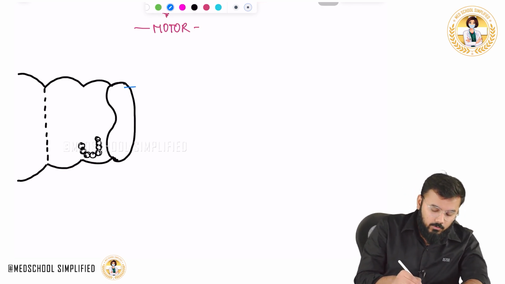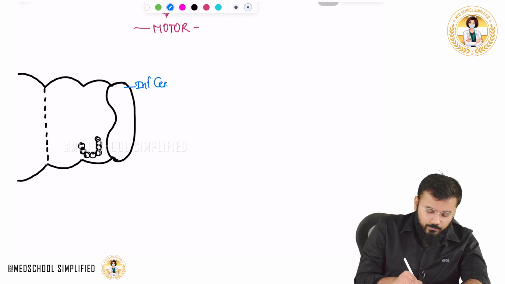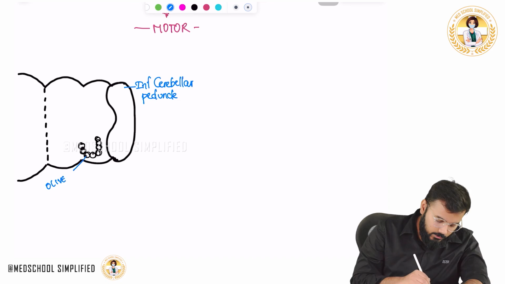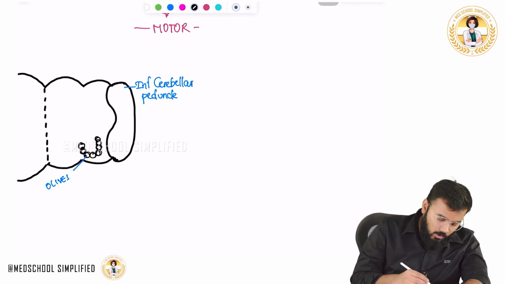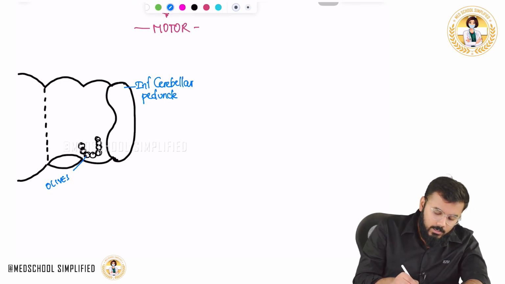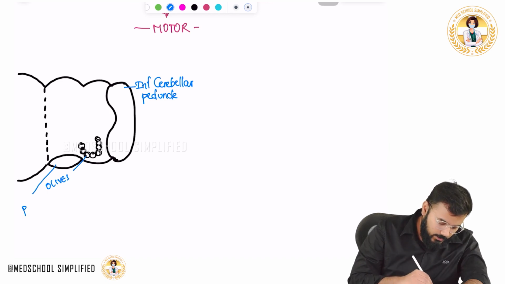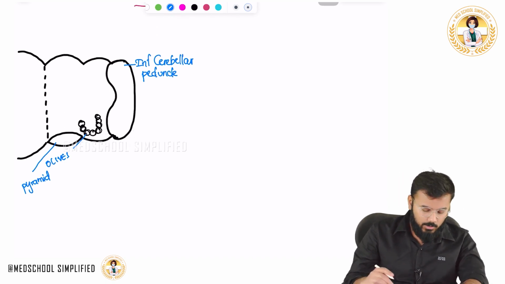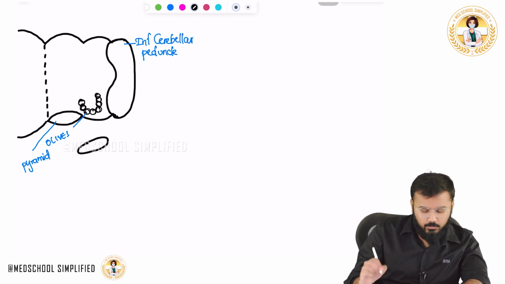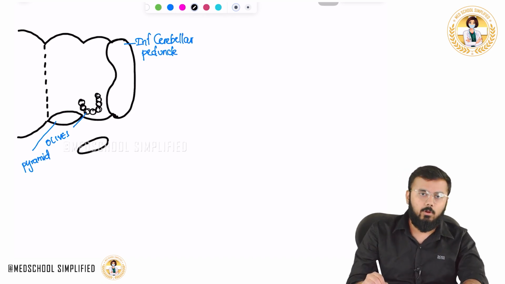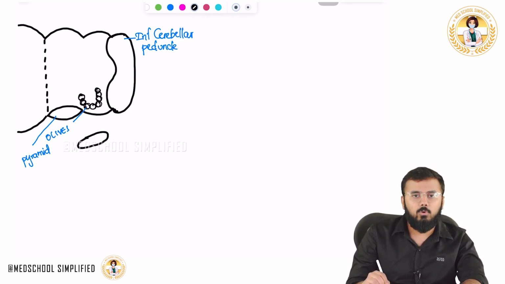Okay. So this one over here is called your inferior cerebellar peduncle. And this structure over here is called your olive. Next important thing is that just to the side of the olive, this structure which you can see over here is called the pyramid. So one is called your olive and the other one is called your pyramid. Next important thing is that here you have a foramen. This foramen over here is called your hypoglossal canal.